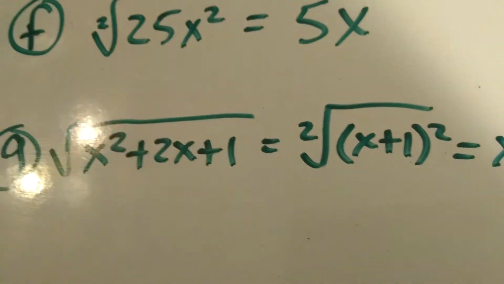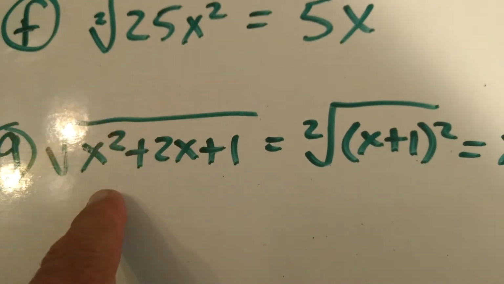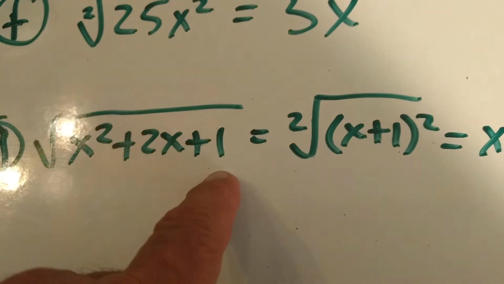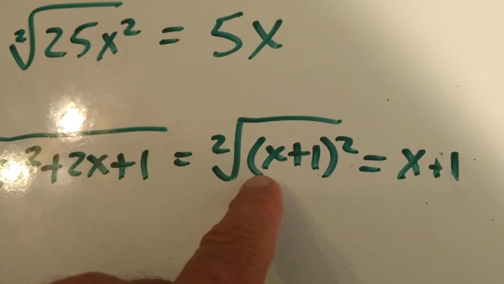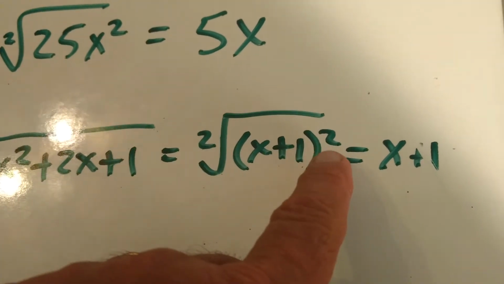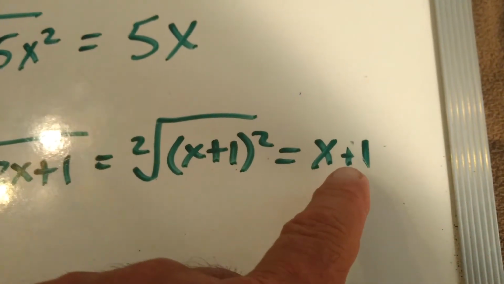This problem here, I have to factor. So in terms of this, x squared plus 2x plus 1 factors into x plus 1 to the 2nd power. If I take this 2 and divide into this 2, I get x plus 1 to the 1st power.